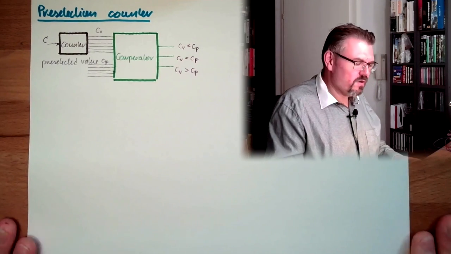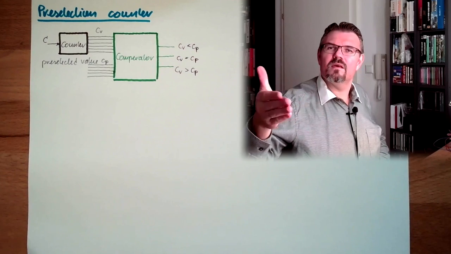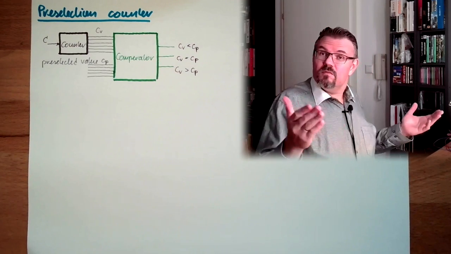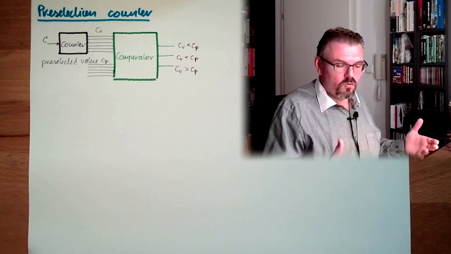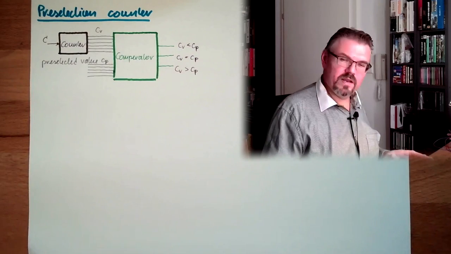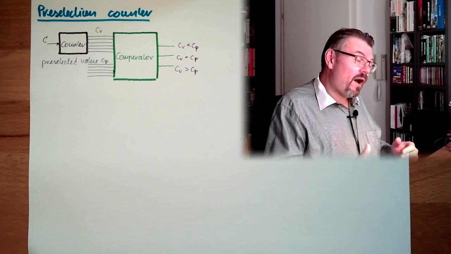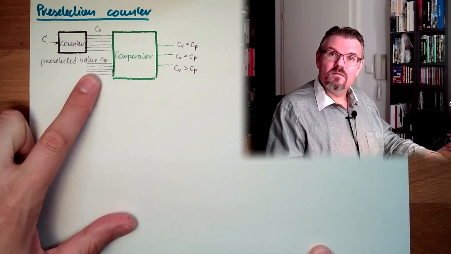Doesn't really matter how they look. If they're short pulses, they are only for dynamic inputs. If they stay there, then they are for static inputs as well. So this is actually how a preselection counter is working. The only thing we have to figure out now is how to set this preselected value.